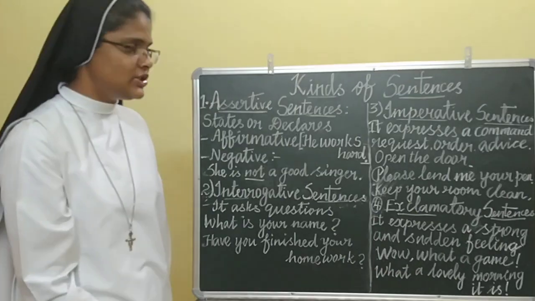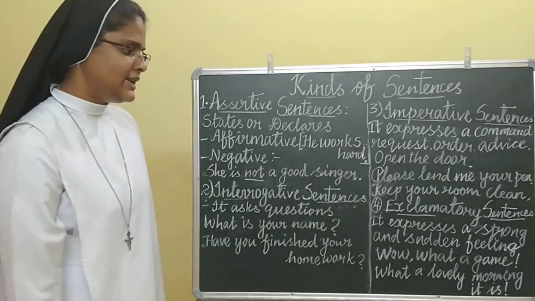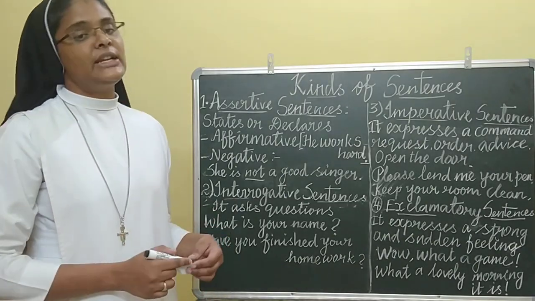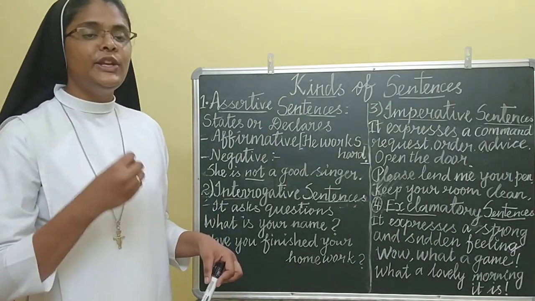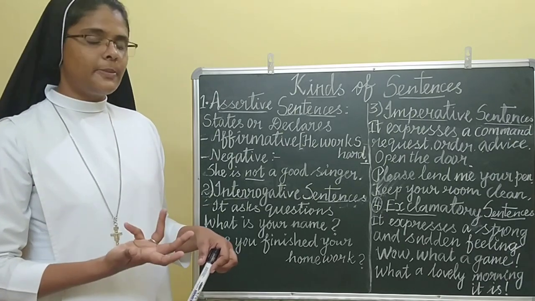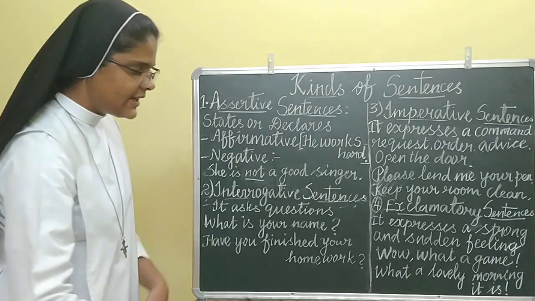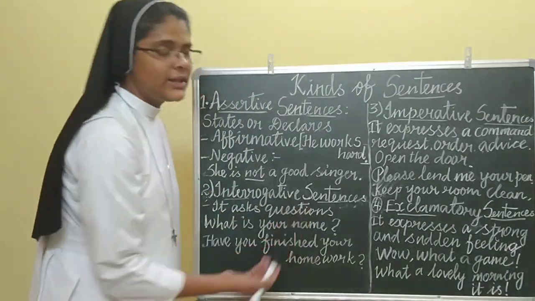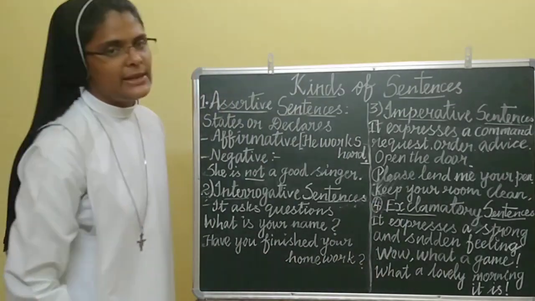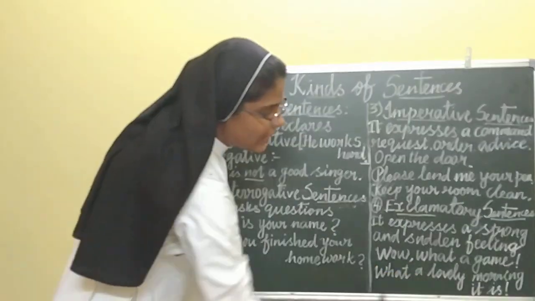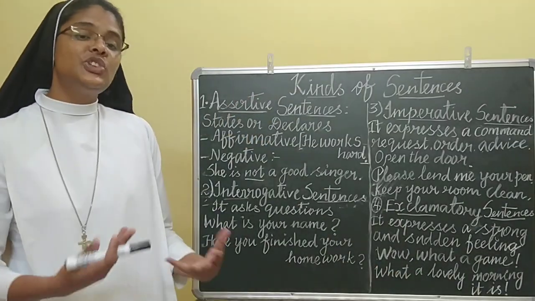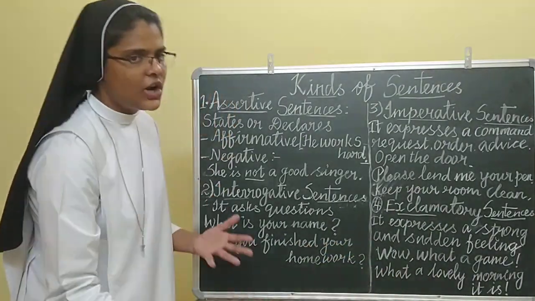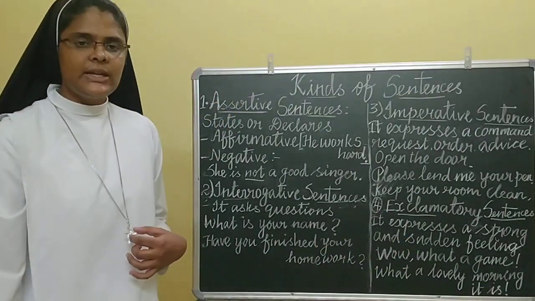Now let us see the last one, the exclamatory sentence. The exclamatory sentence will express strong and sudden feelings such as joy, anger, surprise, wonder, etc. For example, "Wow, what a game!" We are wondering about a game here. So this is an exclamatory sentence. "What a lovely morning it is!" We are feeling joy to see the lovely morning. So here we are expressing our joy. So it is an exclamatory sentence.